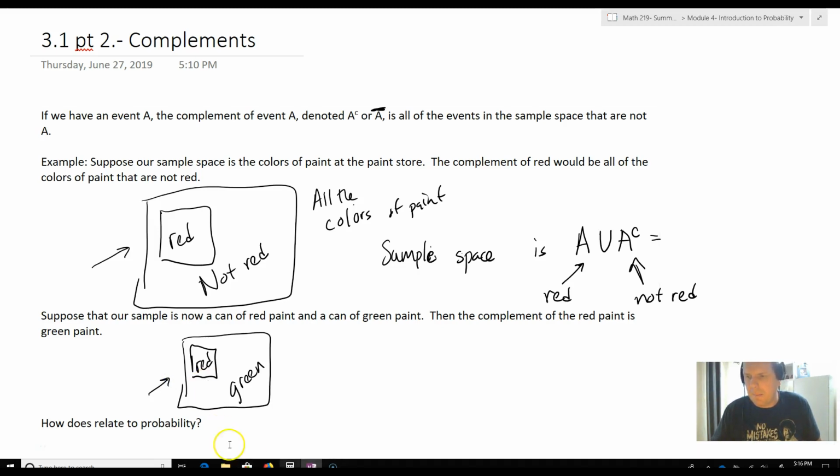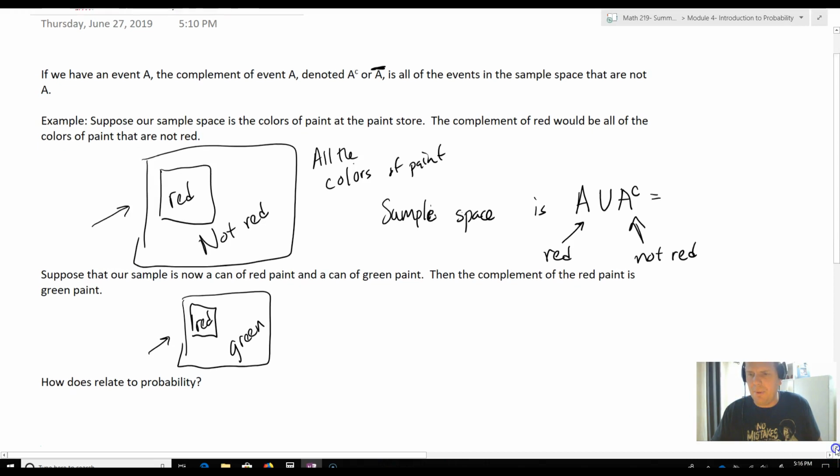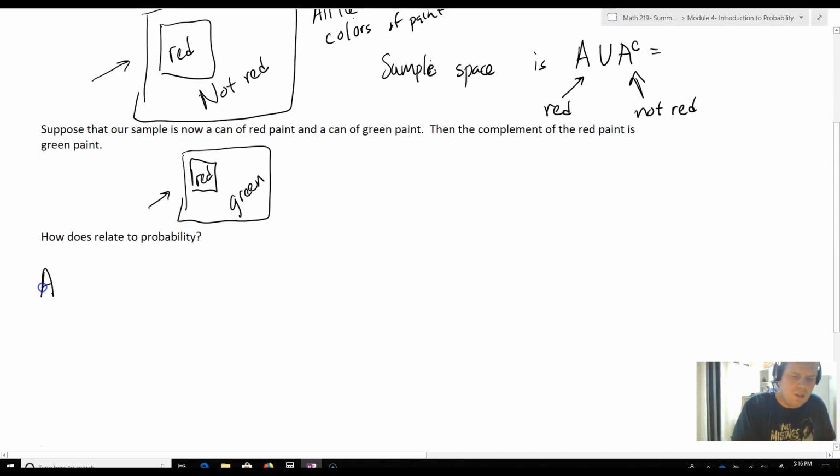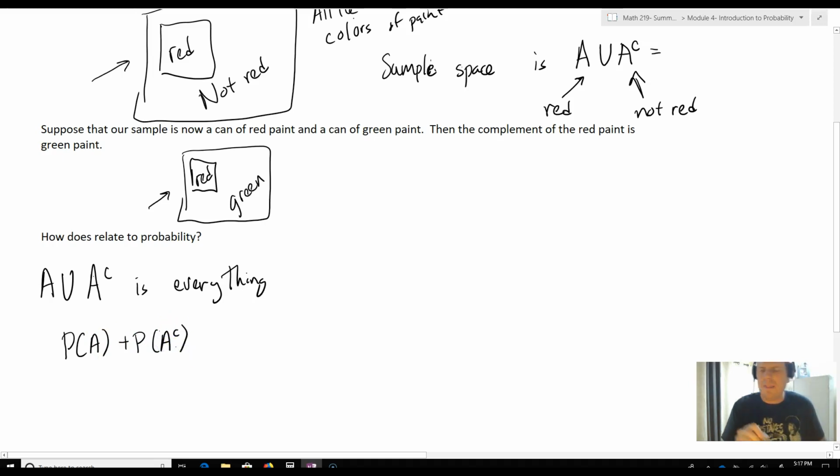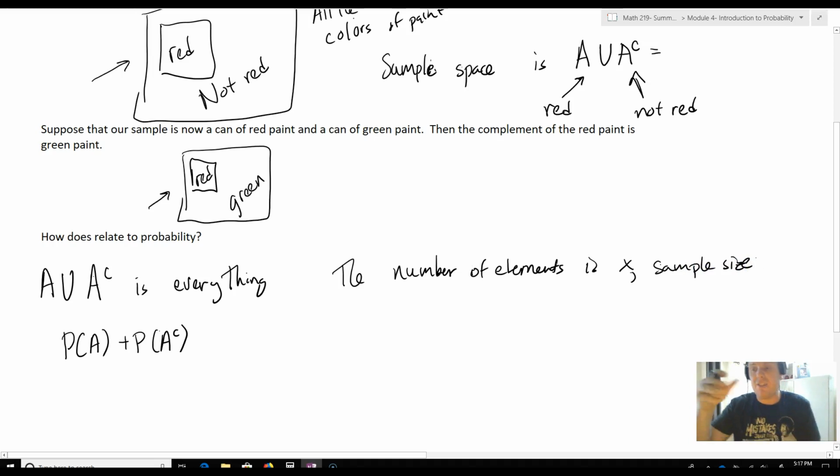Now, how does this relate to probability? It's kind of simple, and it relates to this idea that A union A complement is everything. So if I take the probability of A and add it to the probability of A complement, what we want to think about here is that when we think about probability, we're always taking it out of a total. So the number of elements in A we'll call X. And then our sample size is going to be N. That's how many total we have in the sample space. Sample size is N.